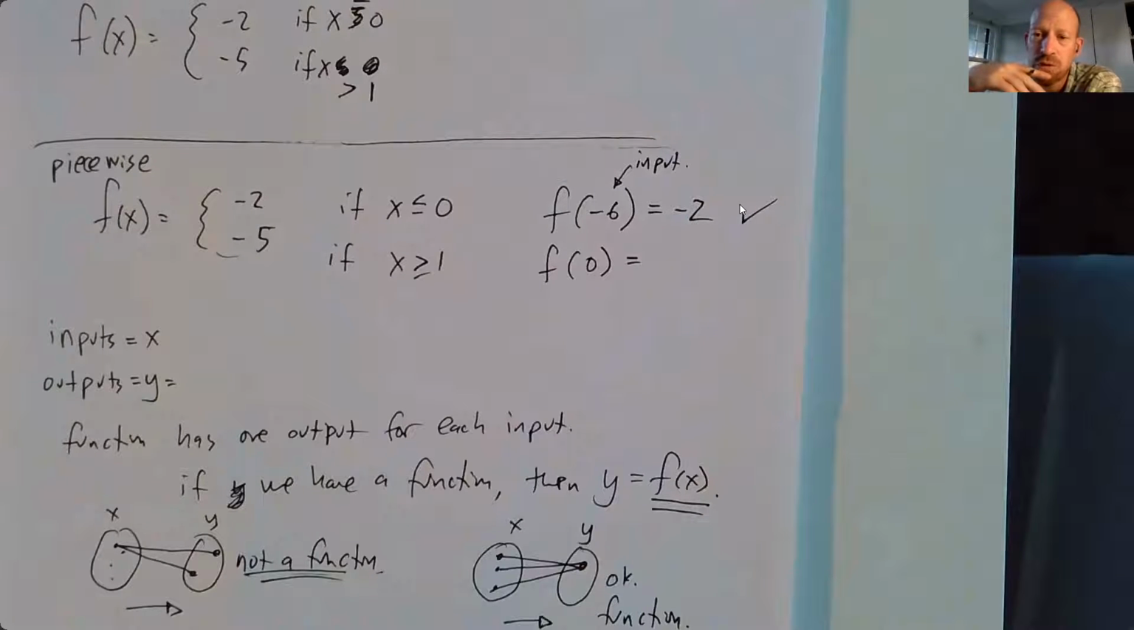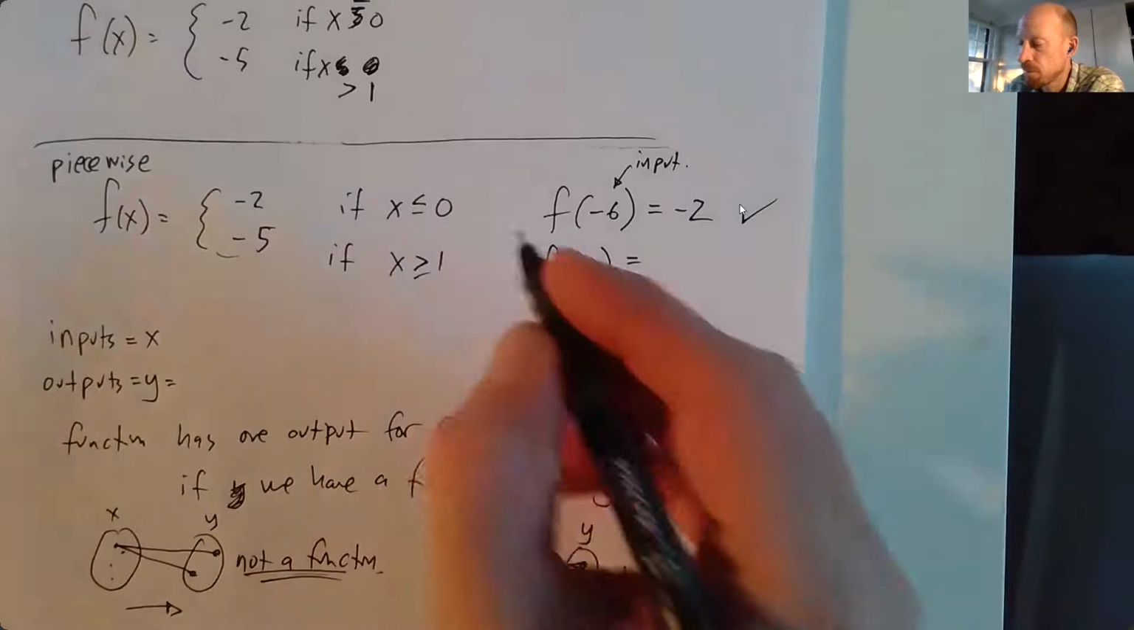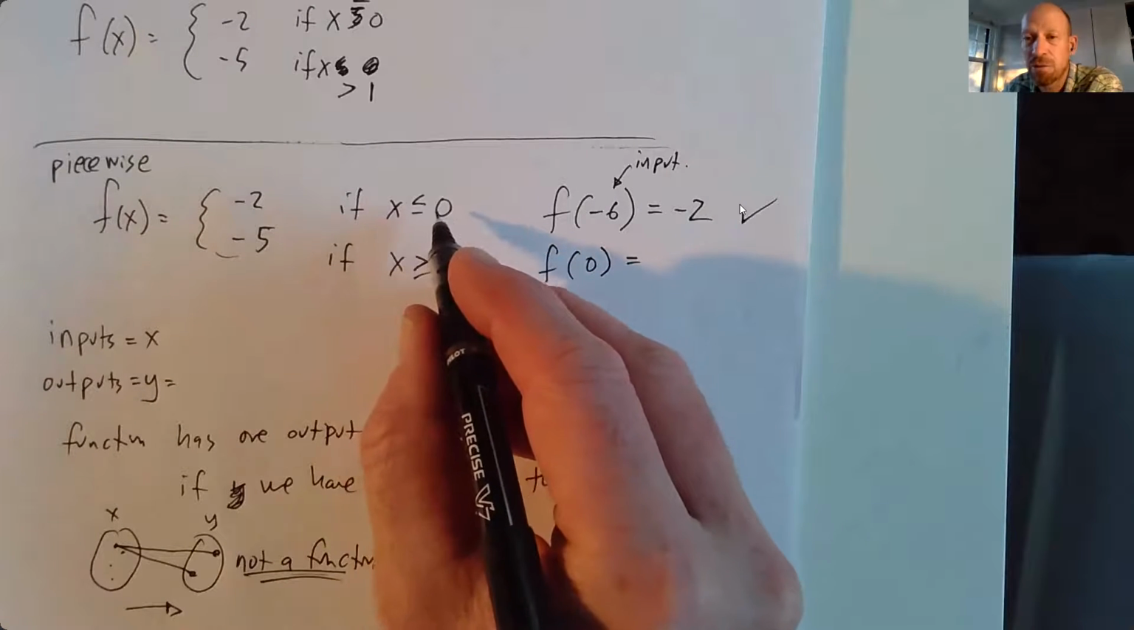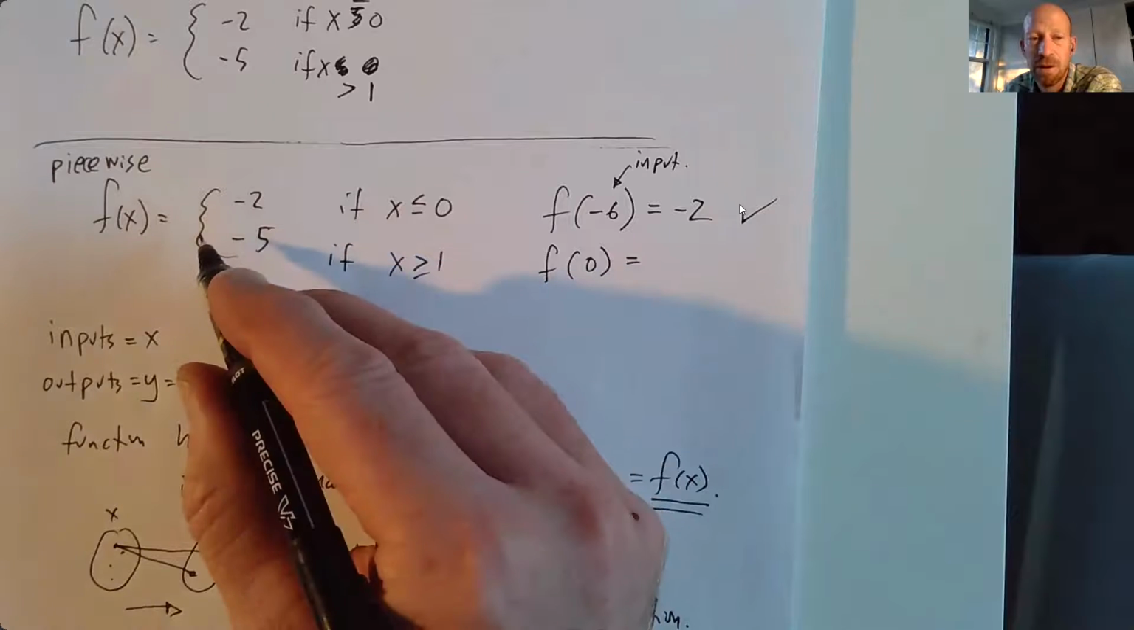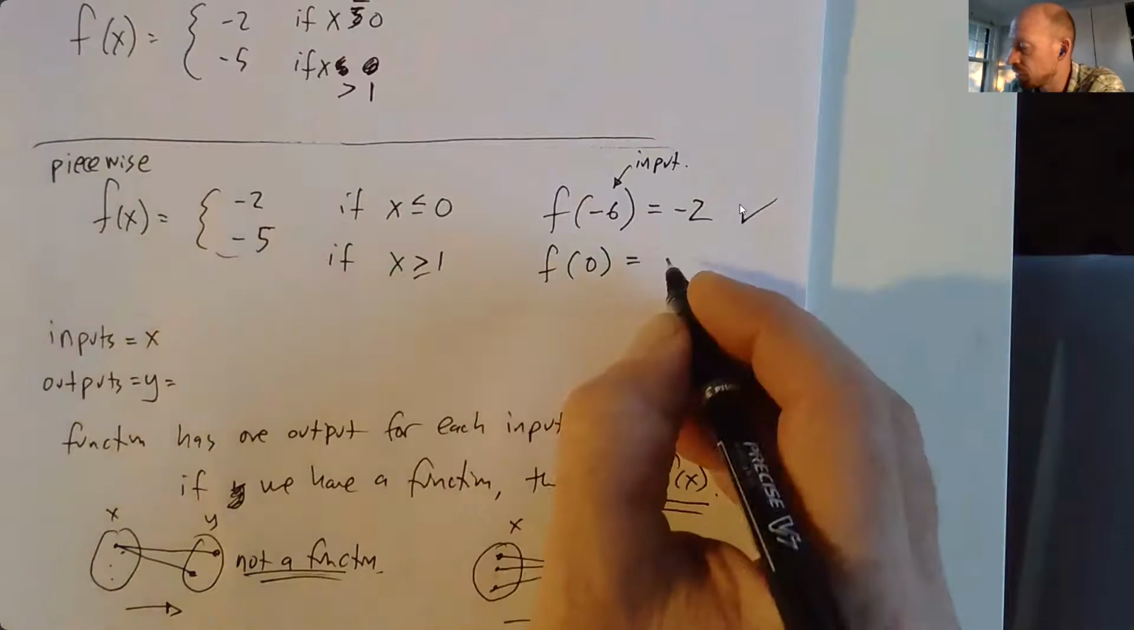So the question will typically, I mean, there can be lots of different questions about it, but often they'll tell you what is f of some number. So like the second question is, what is f of 0? So if I input 0, which formula do I use? Zero is less than or equal to 0. So that tells me I use the top formula, and the top formula is just -2.